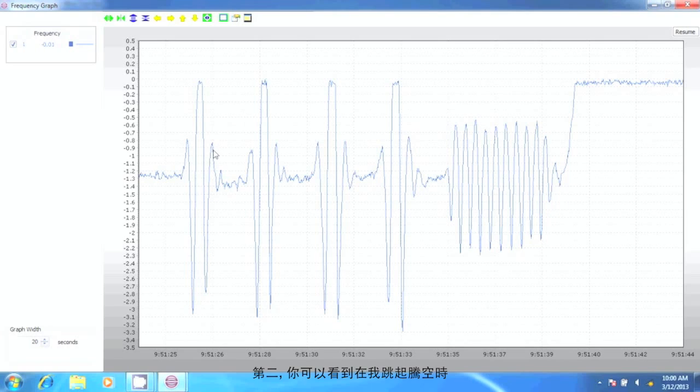Next, notice the flat regions at the center of each jump. This is where my feet actually leave the surface and the gauge returns to zero very precisely. This is one of the great benefits of vibrating wire gauges. Their stability can be seen here.